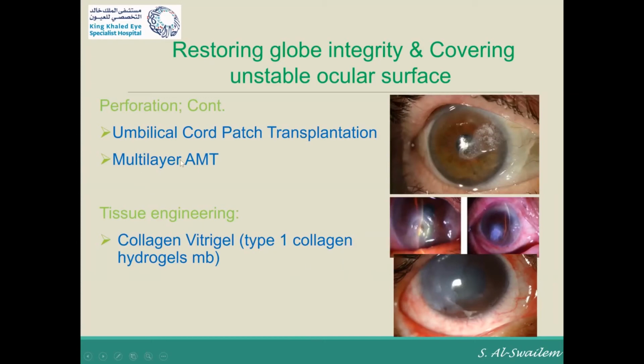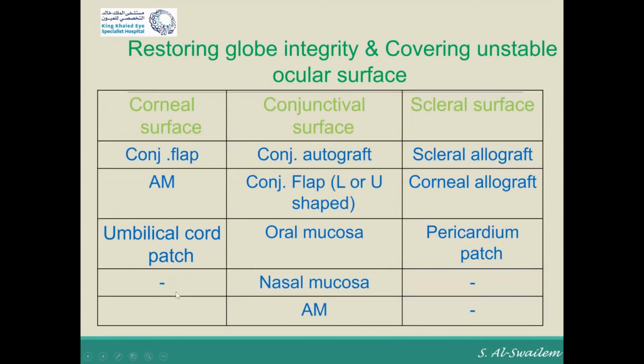So you can use multiple amniotic membrane layers, or you can use umbilical cord patch layers also to close the perforation. And in the future, probably you're going to use some of the collagen vitrigel if it is available commercially. So now we talk about how to treat corneal perforation. Okay, so we say that we can use the glue.